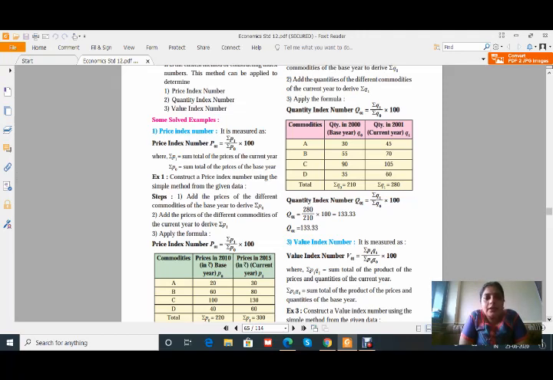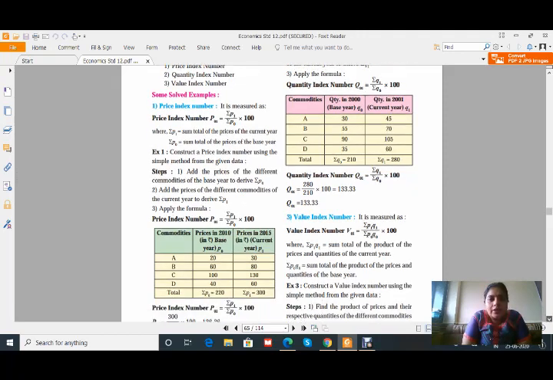The price index number P01, that means for the current year, is equal to summation of P1 upon summation of P0 into 100. This summation sign means the total, the sum total. See, the example is given here.